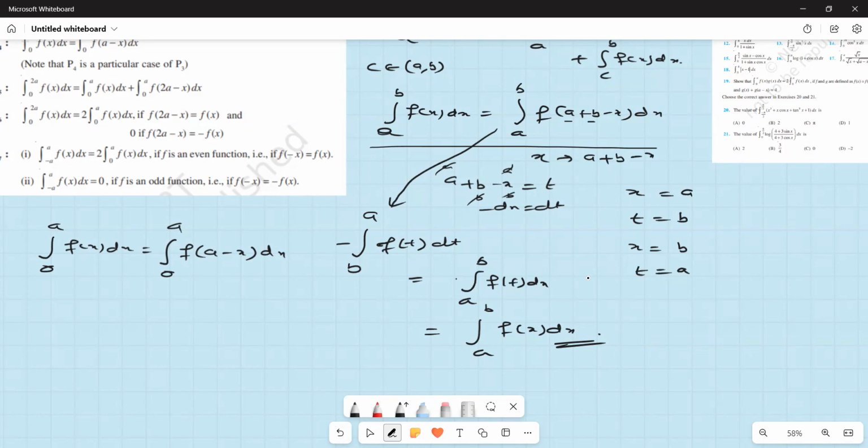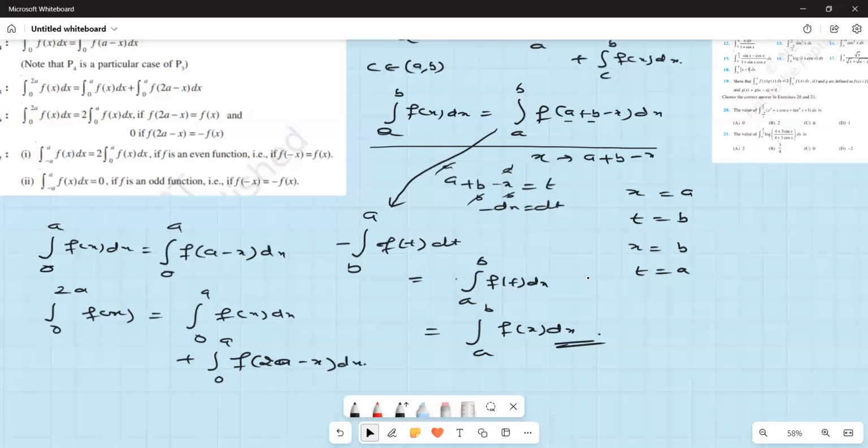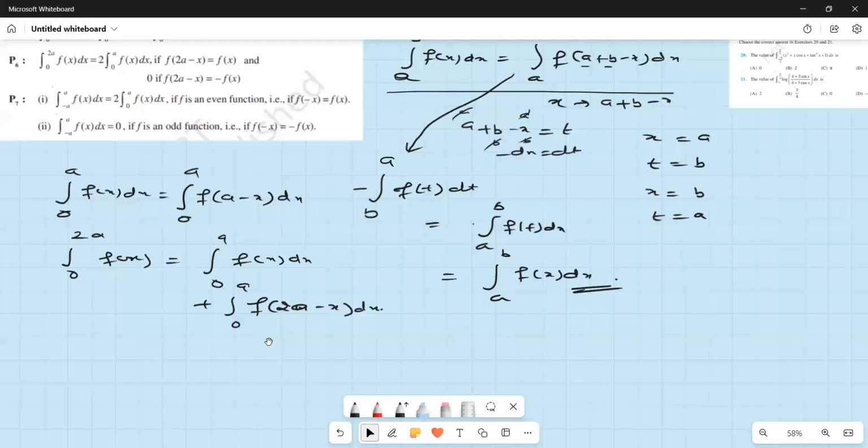Next one is the integral from 0 to 2a of f(x) dx. I can write this as the integral from 0 to a of f(x) dx plus the integral from 0 to a of f(2a minus x) dx. Clear? This is just breaking the limit into 0 to a and 0 to a, and using this. First it is f(x) only, and then f(2a minus x).